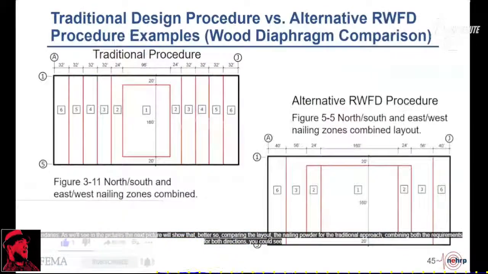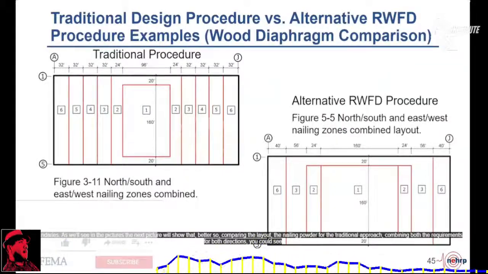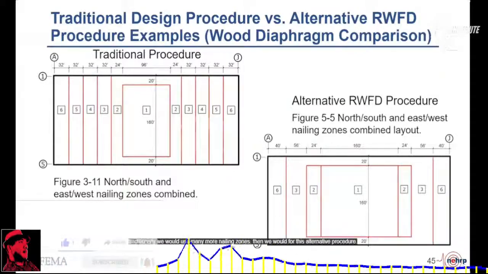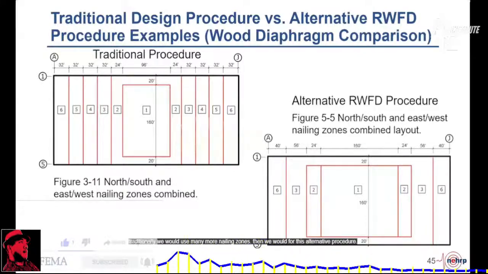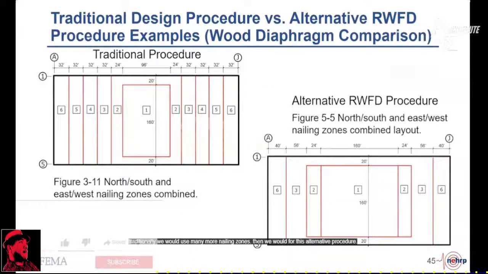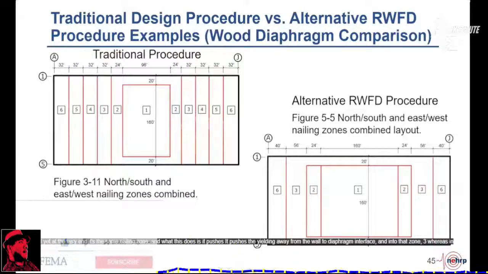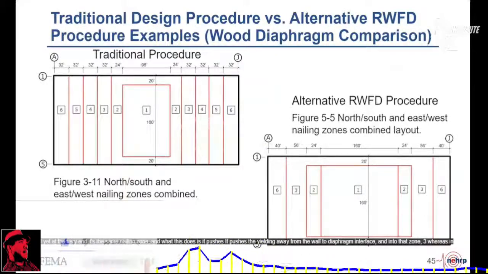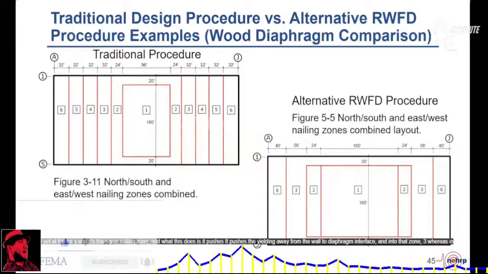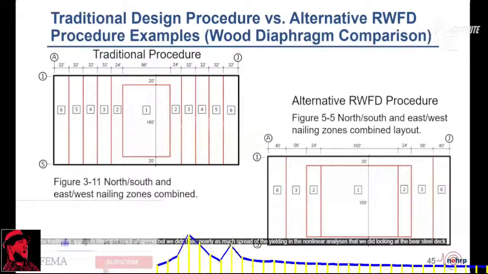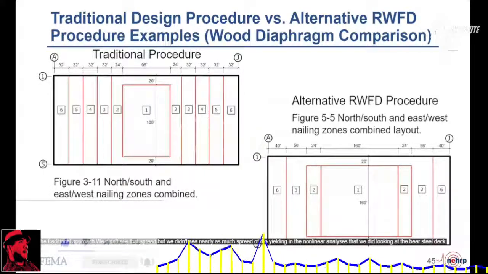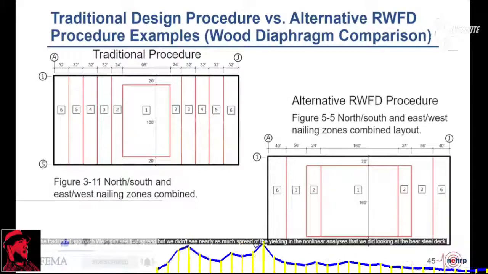So comparing the layout, the nailing pattern for the traditional approach, combining the requirements for both directions, you can see traditionally we would use many more nailing zones than we would for this alternative procedure. And yet at the very ends, it's the same nailing zone. And what this does is it pushes the yielding away from the wall to diaphragm interface and into that zone 3, whereas in the traditional approach, we didn't see nearly as much spread of the yielding in the nonlinear analyses that we did.